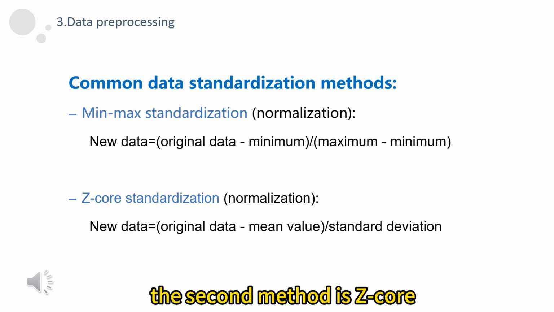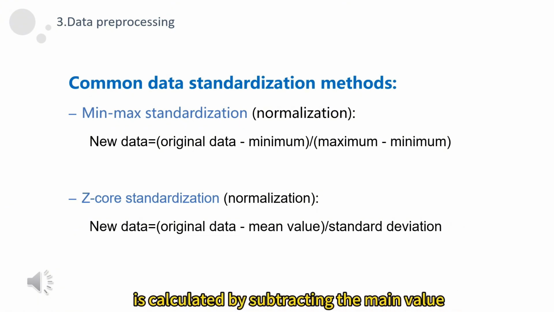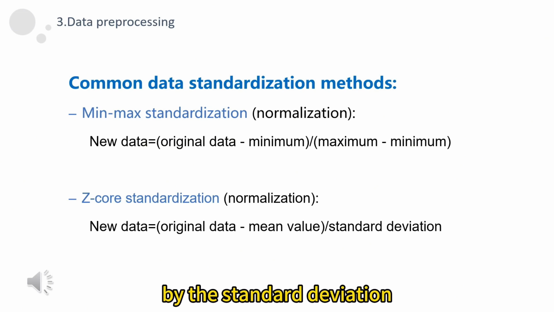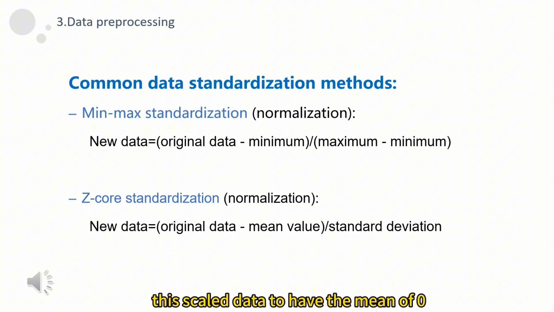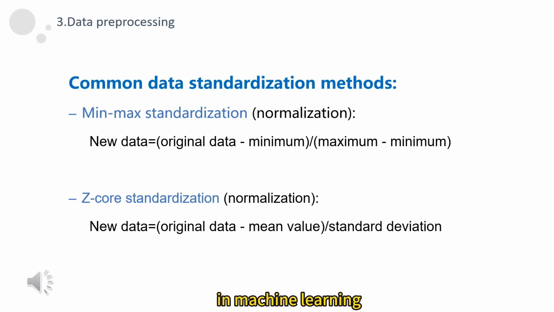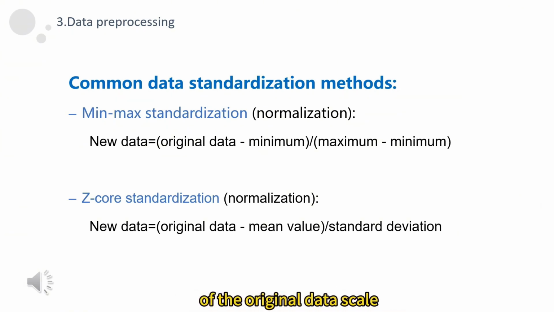The second method is the z-score standardization, also known as standardization. In this method, the new data is calculated by subtracting the mean value of the original data and then dividing by the standard deviation of the original data. This scales the data to have a mean of 0 and a standard deviation of 1. Both of these methods are commonly used in machine learning to standardize the data and remove any influence of the original data scale.